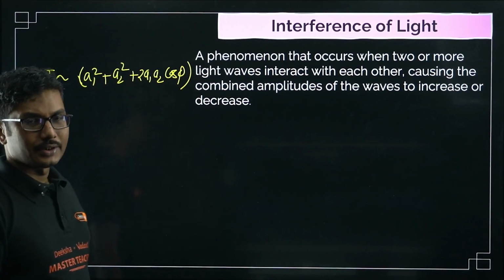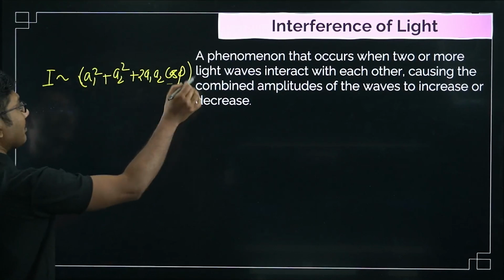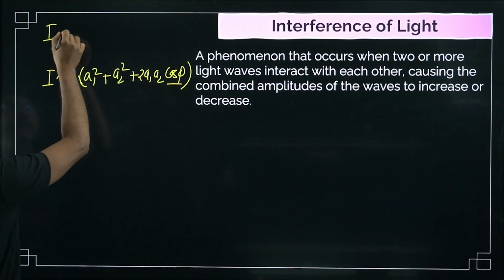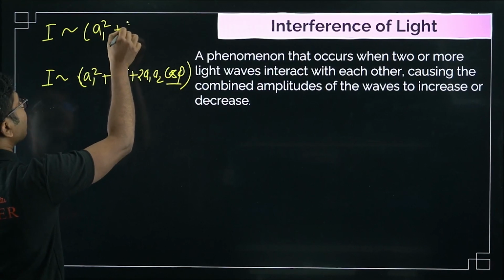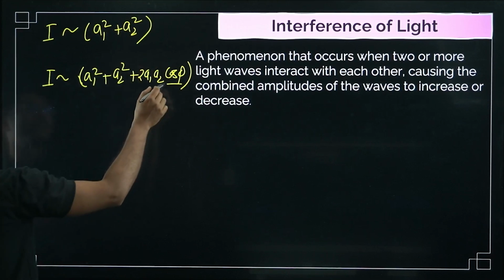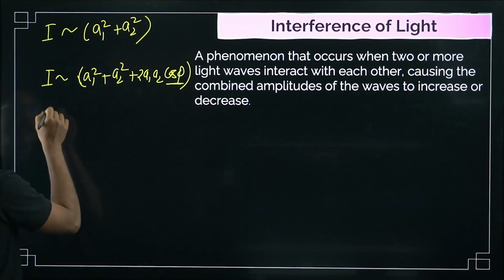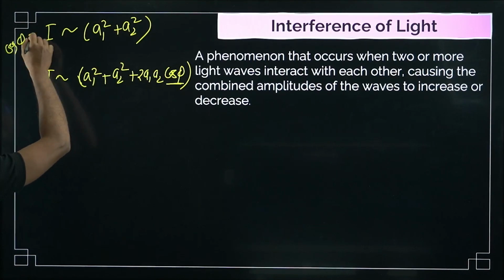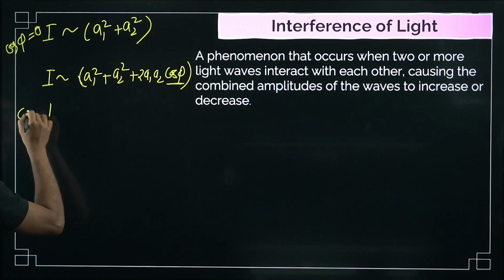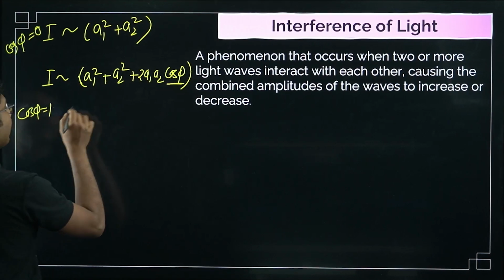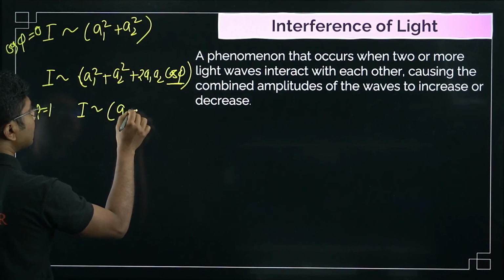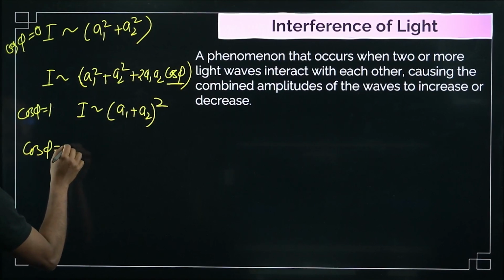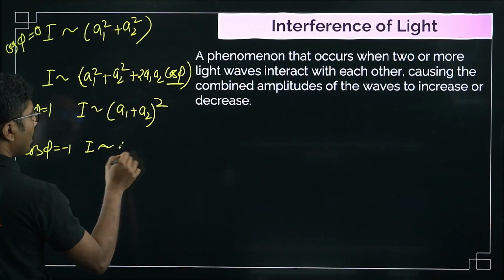Based on the position and the phase difference, if cos phi is 0, that is 90 degrees, then I is proportional to a1 square plus a2 square. If cos phi equals 1, then you get intensity proportional to a1 plus a2 whole square, and if cos phi equals minus 1, you get I proportional to a1 minus a2 whole square.